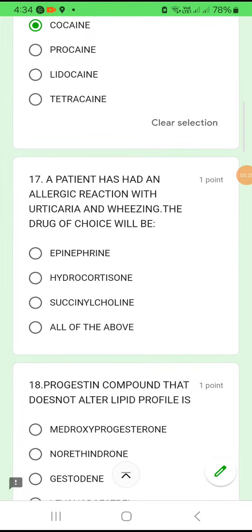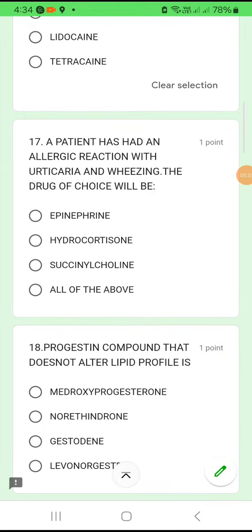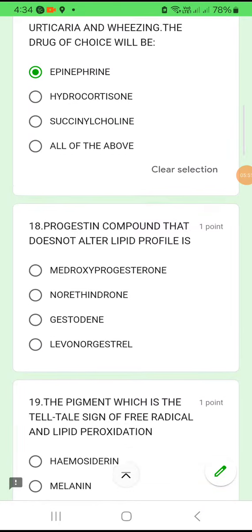Question number 17. A patient has had an allergic reaction with urticaria and wheezing, the drug of choice. So the patient is having two reactions, urticaria as well as wheezing. So the drug of choice will be epinephrine or hydrocortisone, succinylcholine or all of the above. Since the patient is having both the reactions, the correct drug of choice will be epinephrine. Option A is the answer.